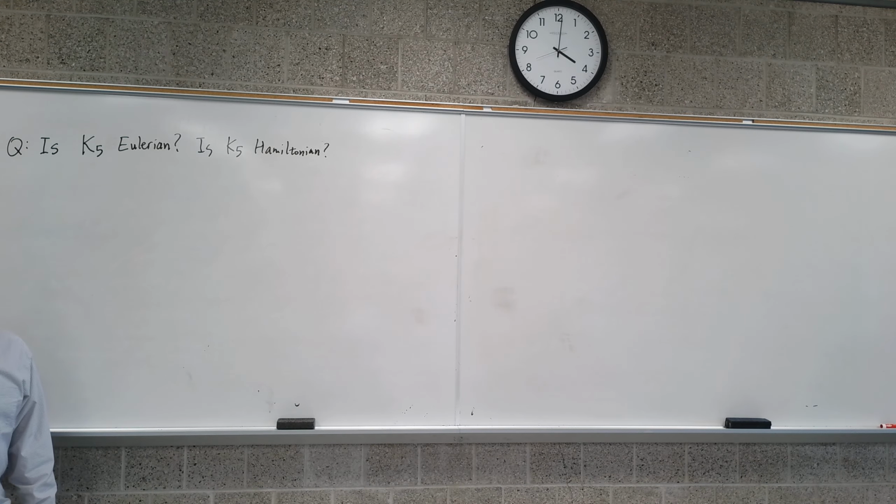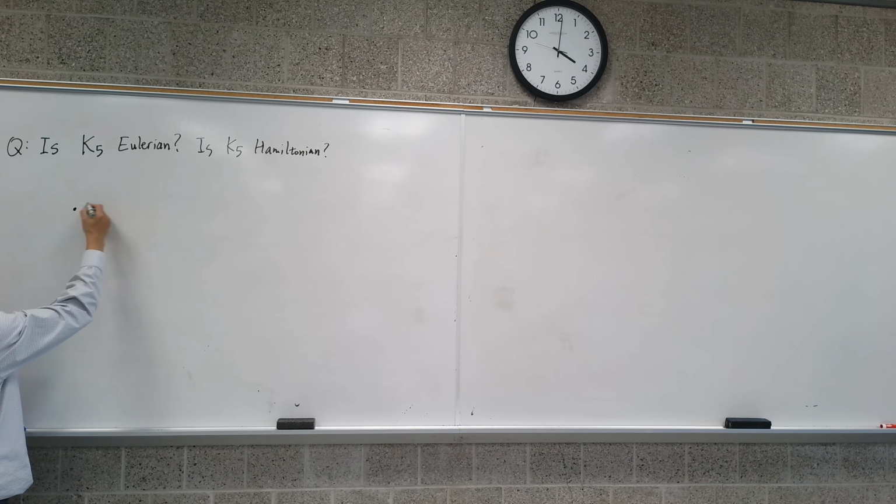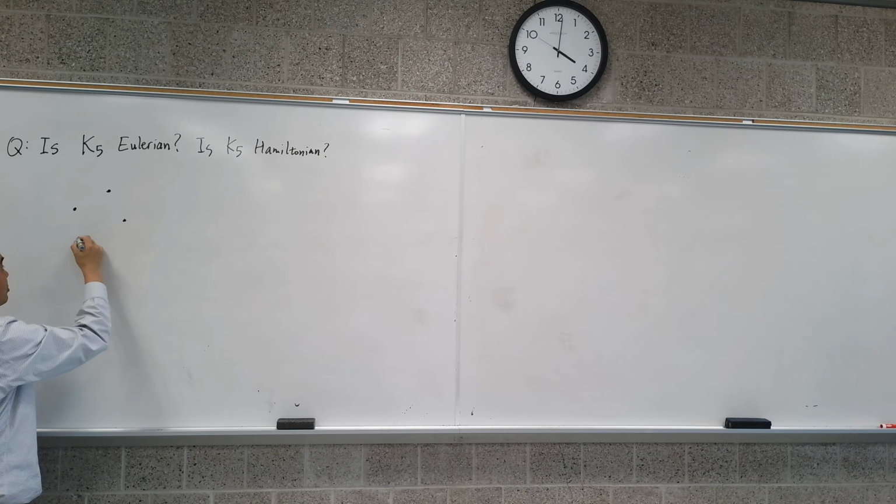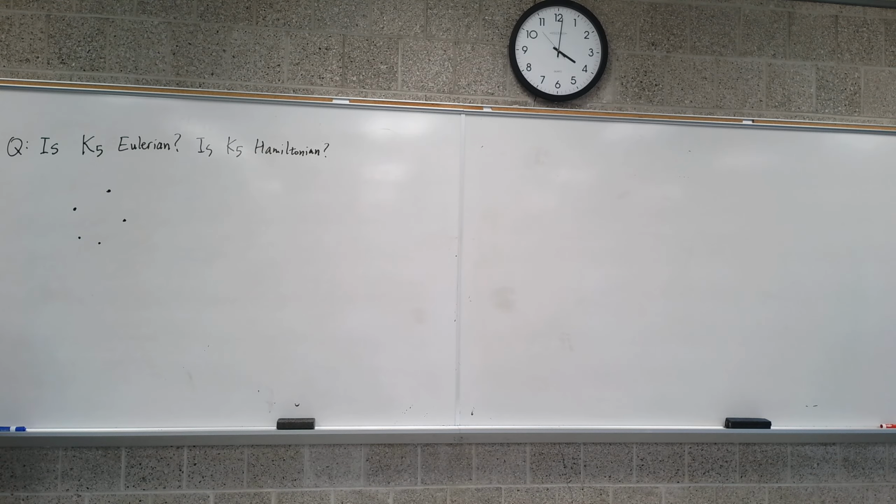Do you remember what K5 is? What is K5? It's the maximally connected graph of 5 points, right? So you have 5 vertices, and you think about all possible ways to connect. So every vertex is connected to each other.